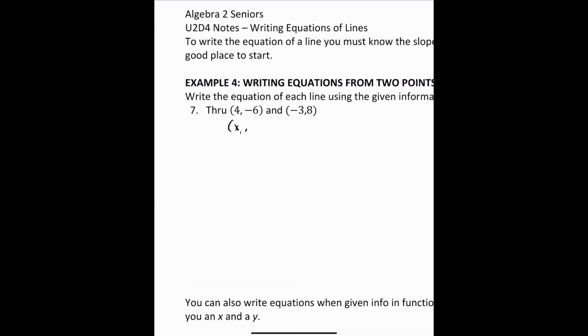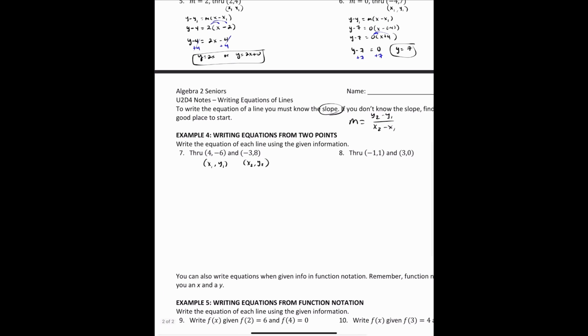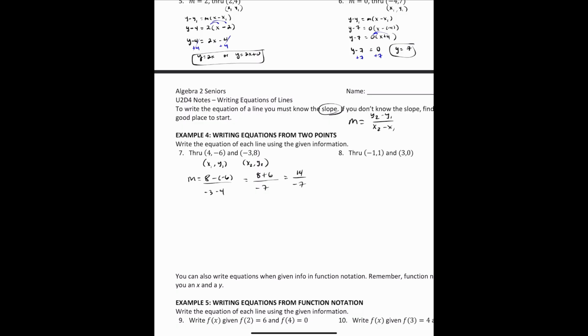We're going to label this x1, y1, and this is x2, y2. And remember, the slope is m equals y2 minus y1 over x2 minus x1. So all I have to do here is say m equals 8 minus negative 6 over negative 3 minus 4. 8 minus negative 6 is 8 plus 6, over negative 3 minus 4 is negative 7. So 8 plus 6 is 14 over negative 7. So your slope is negative 2. So m equals negative 2.